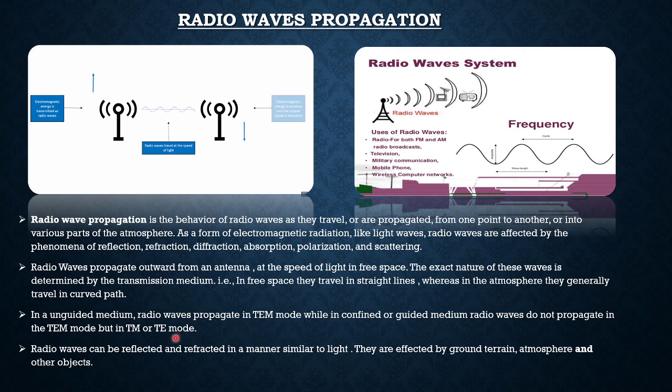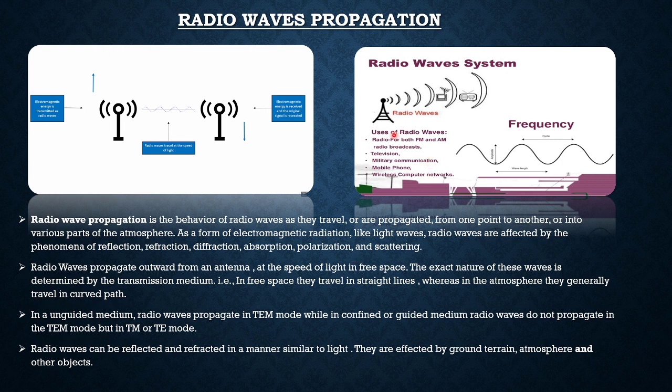What are TM and TE modes? In TM mode, the magnetic field is transverse to the direction of propagation, while the electric field is normal to the direction of propagation. While in TE mode, the electric field is transverse to the direction of propagation, while the magnetic field is normal to the direction of propagation.